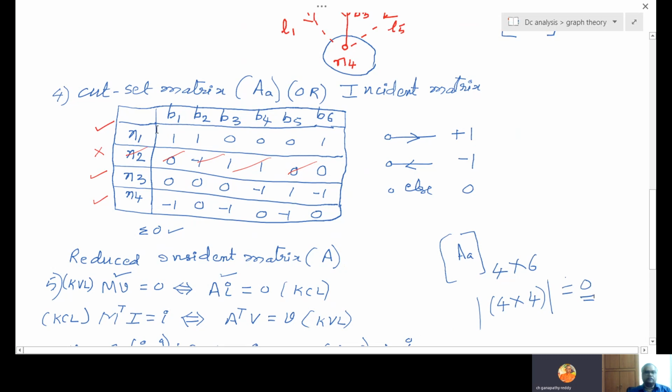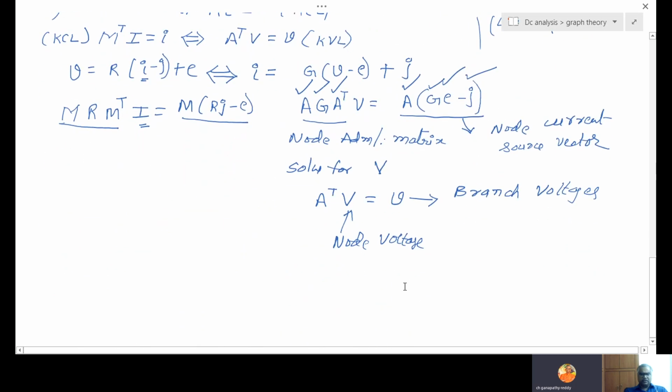Why is it compulsory 0? Vertically, when you are adding 1, minus 1, 0; 1, minus 1, 0. So as I said earlier, vertically the summation is 0. So any 4 by 4 matrix, if you consider, the determinant is 0, therefore rank is not 4. Then you think of all 3 by 3 possible combinations. If at least one 3 by 3 possible combination matrix determinant is not 0, then rank is 3. So like that you have to do it.